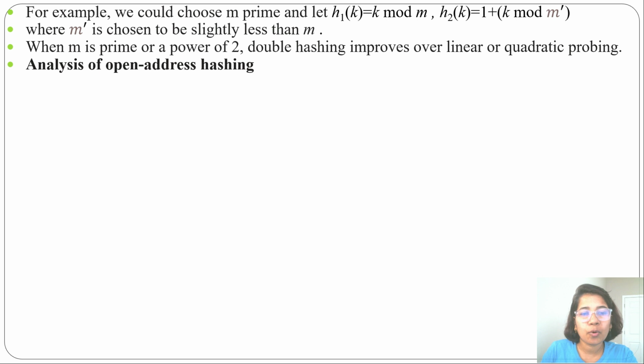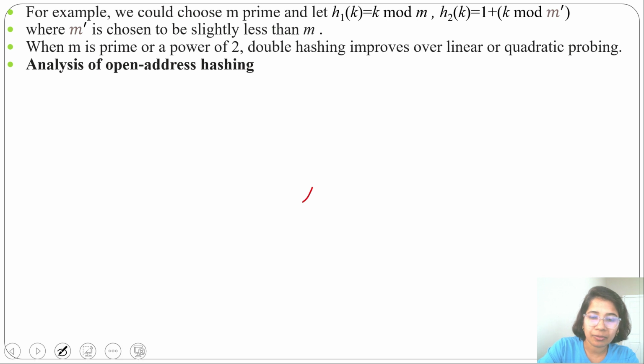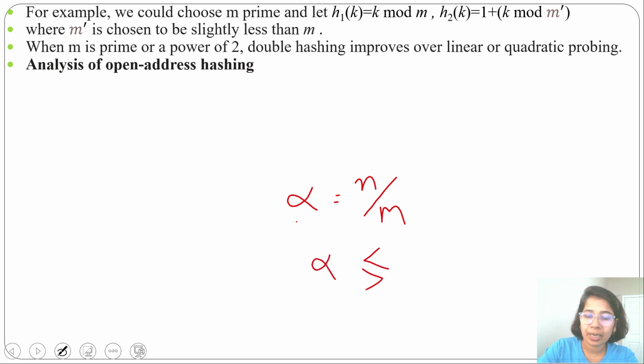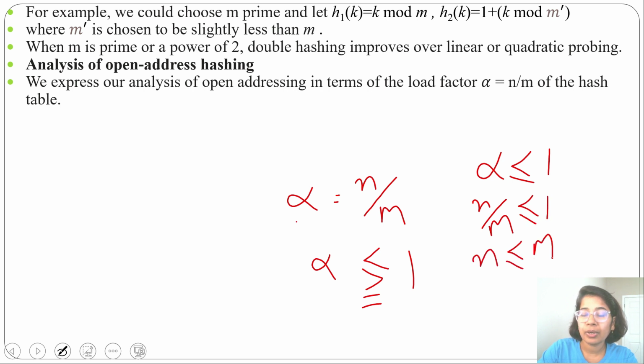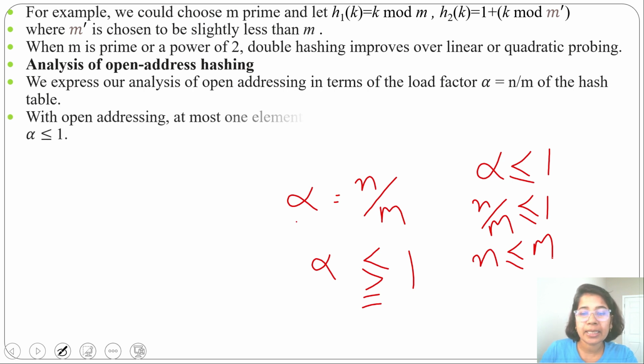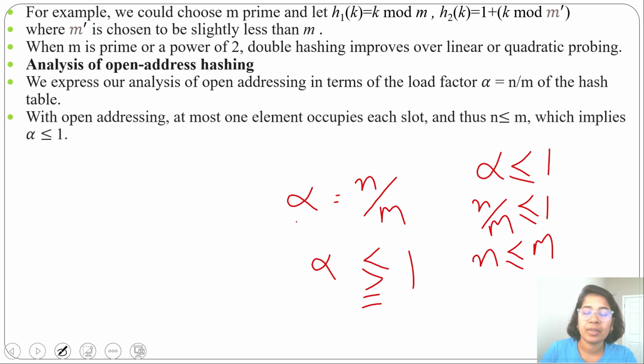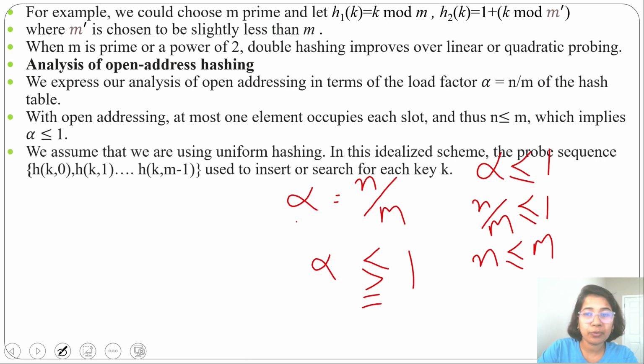Next, analysis of open address hashing. I already analyzed chaining. In case of chaining, alpha is our load factor, equal to n by m, and this alpha can be less than, greater than, or equal to 1. But in case of open address hashing, alpha is less than or equal to 1. n divided by m less than or equal to 1 means n should be less than or equal to m. So the number of keys should be less than or equal to the table size. And we assume that we are using uniform hashing.